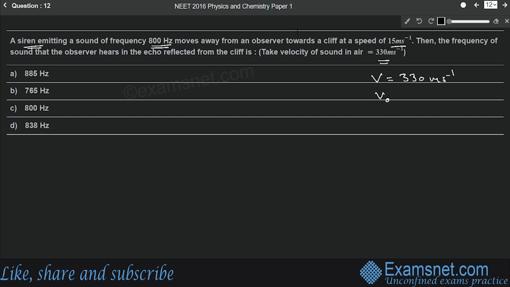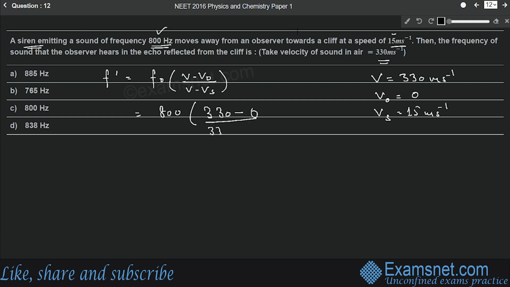Velocity of the observer, that is V0, is 0 because it is at rest, and velocity of the source is 15 meter per second because the siren is the source here and it is moving at a speed of 15 meter per second. Now we have to find out the frequency f dash. That is equal to f naught times V minus V naught by V minus Vs. f naught is 800 Hertz. V is the speed of sound, that is 330 meter per second, minus V naught, the speed of the observer, that is 0. Then again 330 minus velocity of the source, that is 15 meter per second.